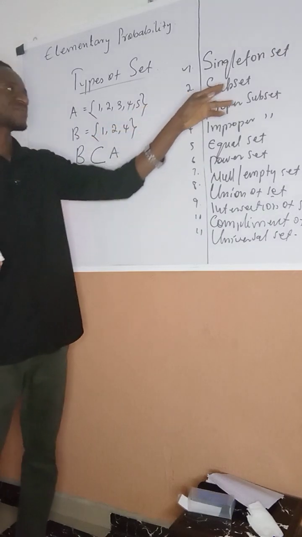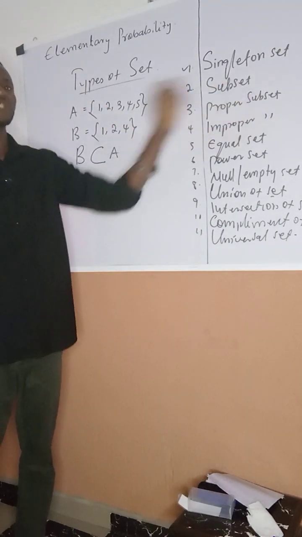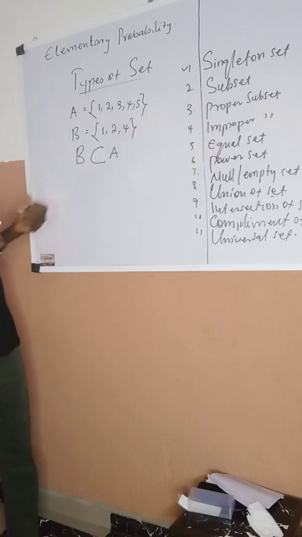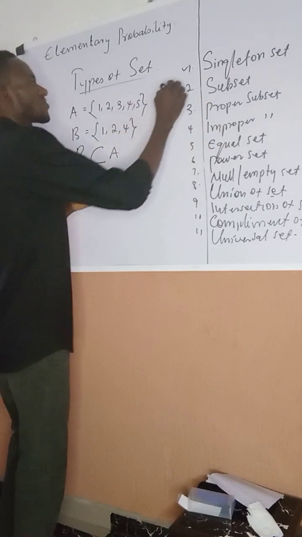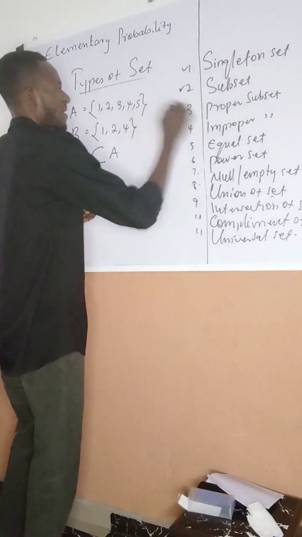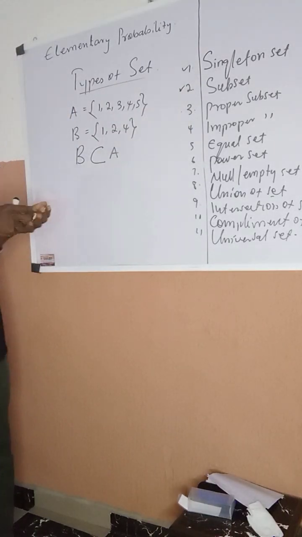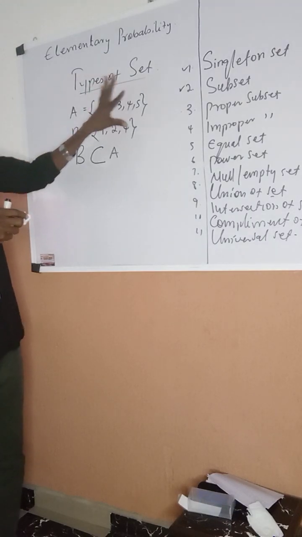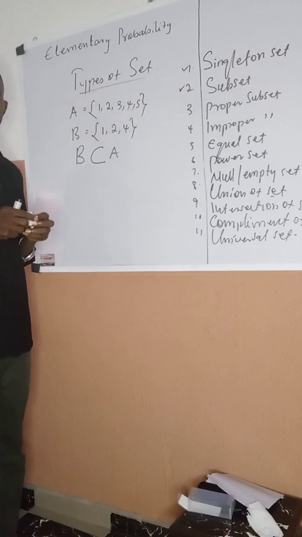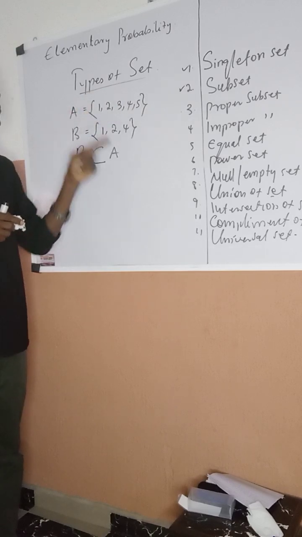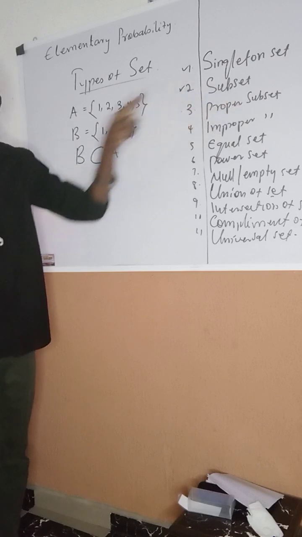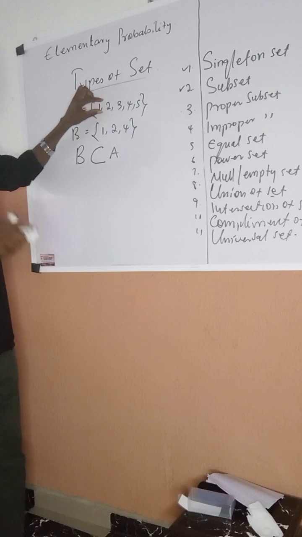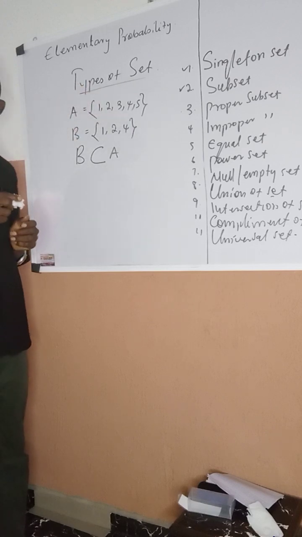But under subsets, we have what we call proper subsets and what we call improper subsets. We have looked at subsets in general. Let us now talk about proper subsets. When the elements of a set B are contained in A, and there are still other elements remaining in A, we call B a proper subset. That is to say that B is contained in A, but B is not equal to A.